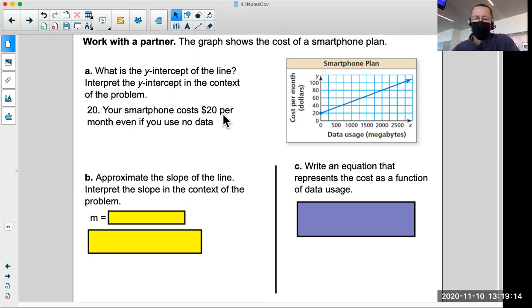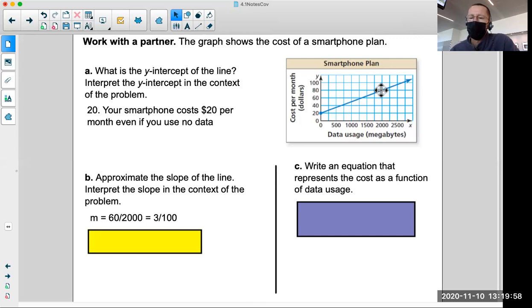B, approximate the slope of the line. Interpret the slope in the context of the problem. So how could you go about doing that? Couldn't you find 2 points and then figure out the rise over the run? We have one point at (0, 20). Where do we see another one where it crosses? If you went out to 2000, then you were here at 80, so (2000, 80) would be the coordinates of that point right there.